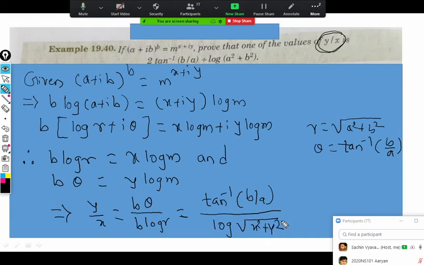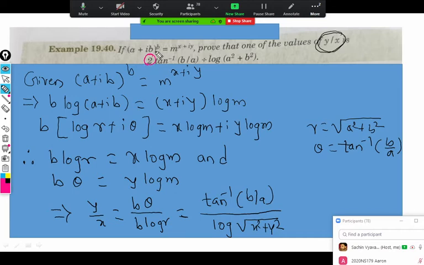And that's the answer. I think there is a printing mistake or error in the question only. So 2 is not coming, I think. Nowhere is the chance of 2 there. So this 2 is not there. Just let me check.